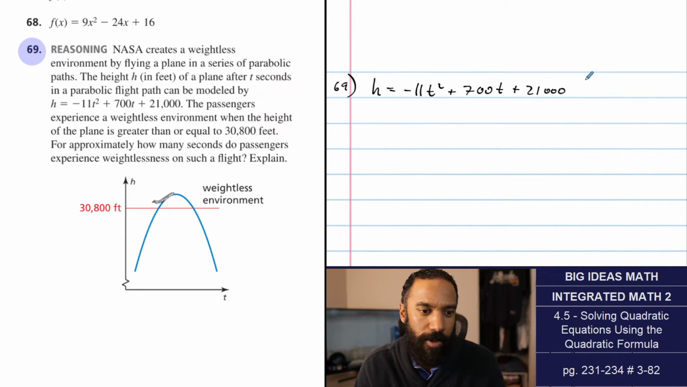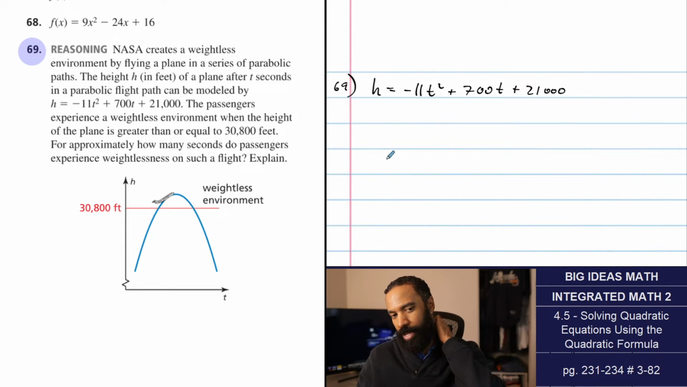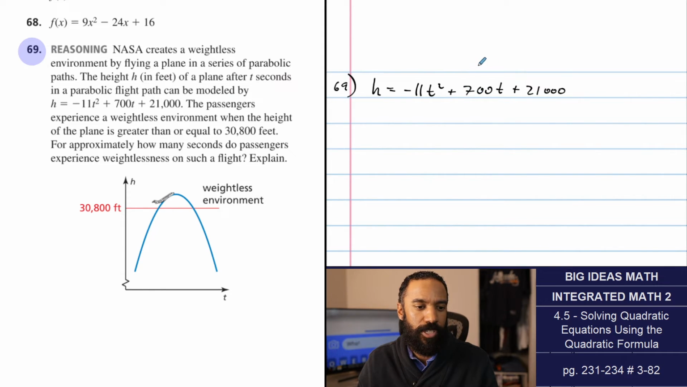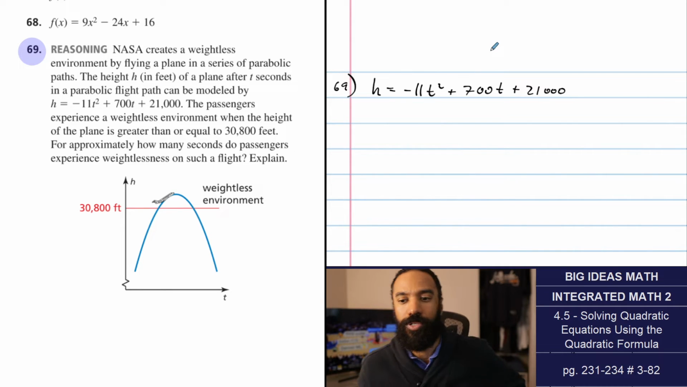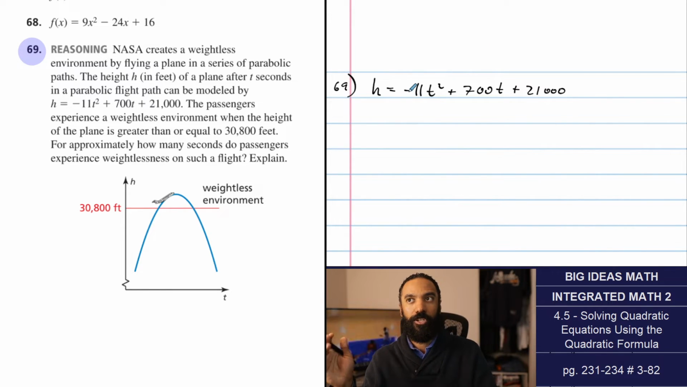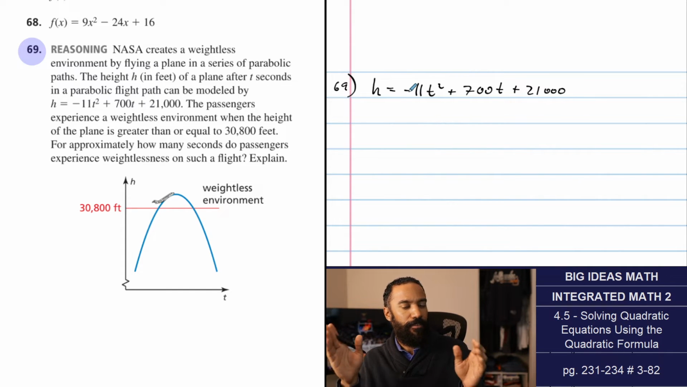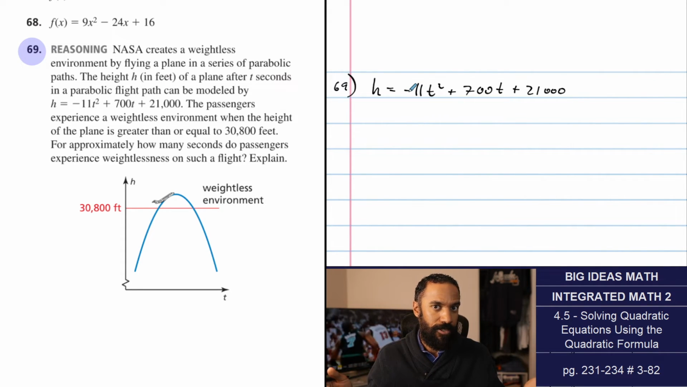Passengers experience a weightless environment when the height of the plane is greater than or equal to 30,800 feet. For approximately how many seconds do the passengers experience weightlessness on such a flight? Explain. Okay, so this one's kind of interesting, where we're going to get our solutions, and then we figure out, t is the time in seconds. We've got to figure out the difference between our two solutions. If it's from 2 seconds to 6 seconds, they're weightless for 4 seconds, like that.